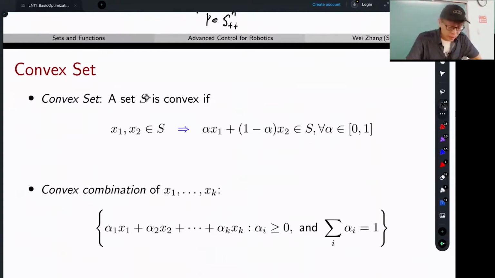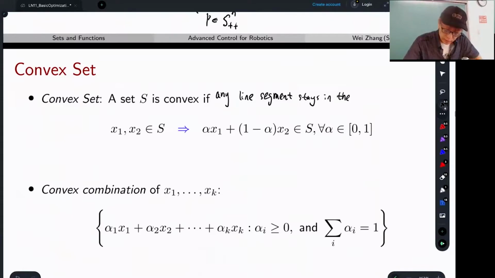A set, here the S is not a symmetric matrix, it's just a set, okay? A set S is convex if, in plain English, any line segment stays in the set. Okay, that's basically what it means.